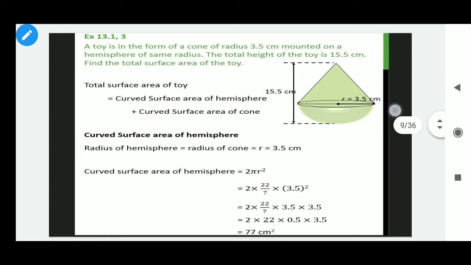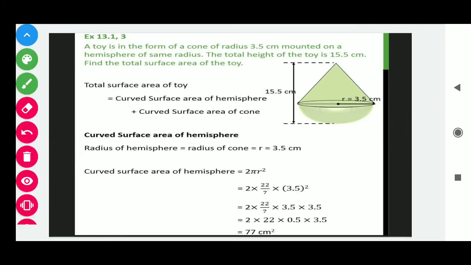Here we have exercise 13.1 and question number 3. This is a very important question from the CBSE point of view. A toy is in the form of a cone of radius 3.5 centimeter mounted on a hemisphere of the same radius. The total height of the toy is 15.5 centimeter. Find the total surface area of the toy.